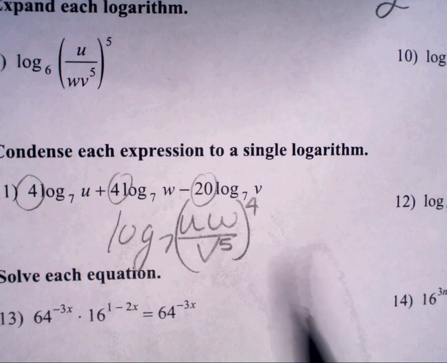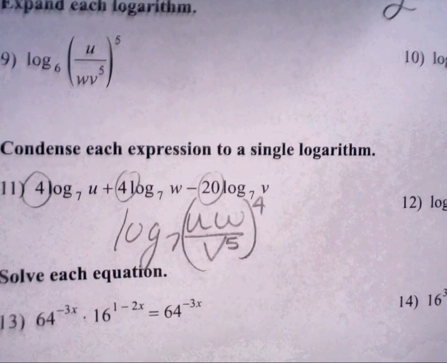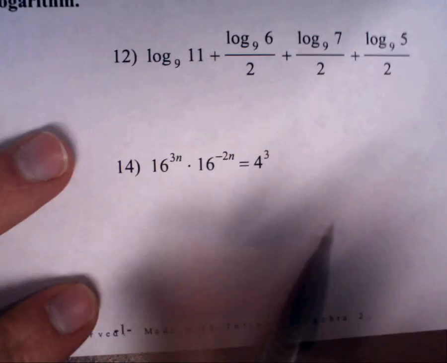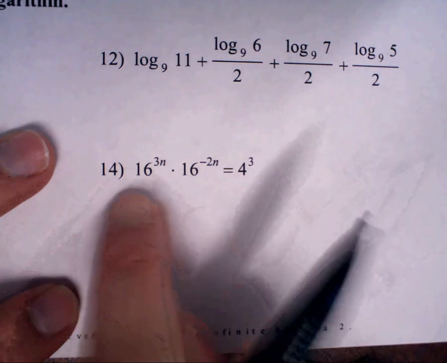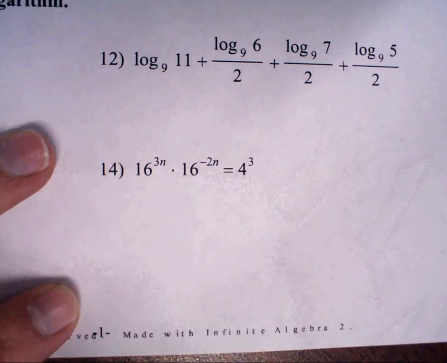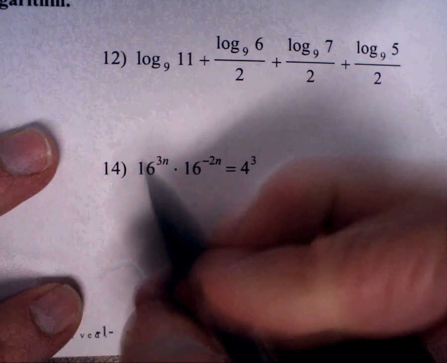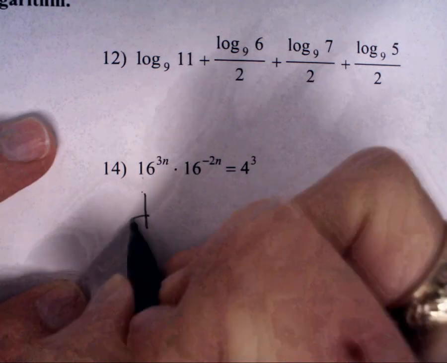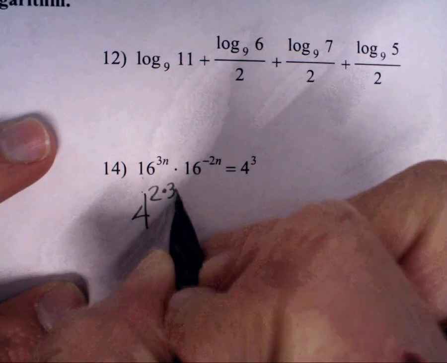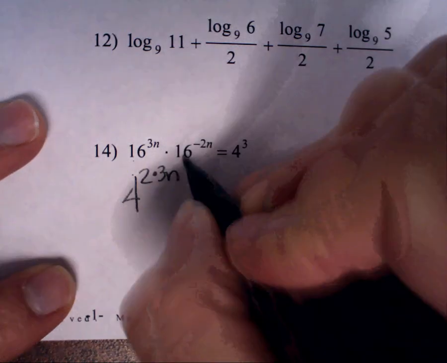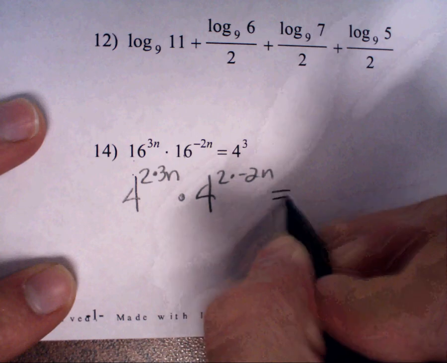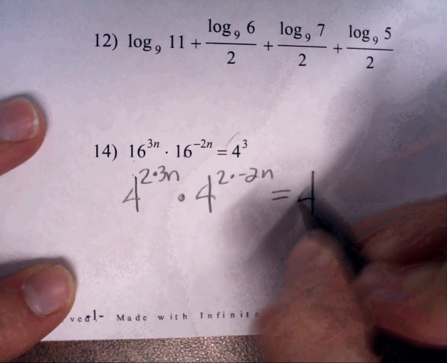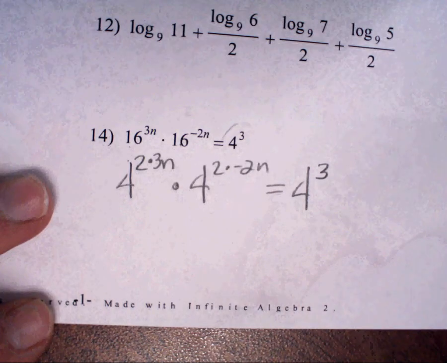So let's do number 14. Okay, number 14, what I want to do is I want to get these to all have the same base, okay? Because I noticed that the bases are all some kind of factor of each other. So then what I'm going to do is 16 can be 4 squared times 3n, what was already up there. This 16 can also be 4 squared times what was already up there. And then this is still 4 squared, or it's not 4 squared, it's 4 cubed. So that one stays the same.